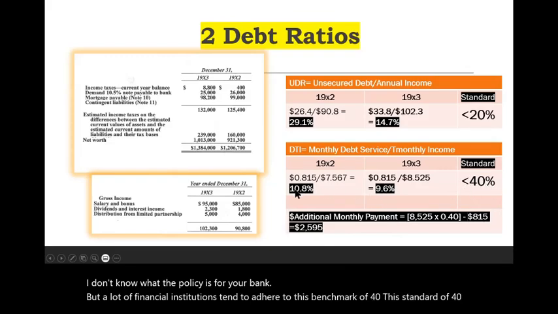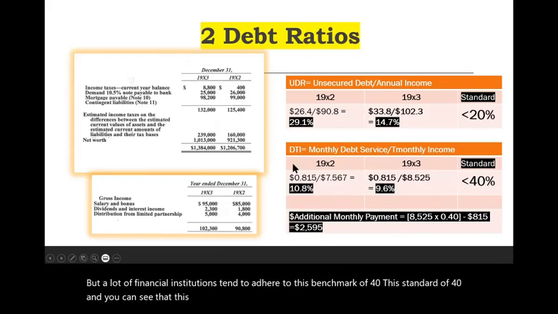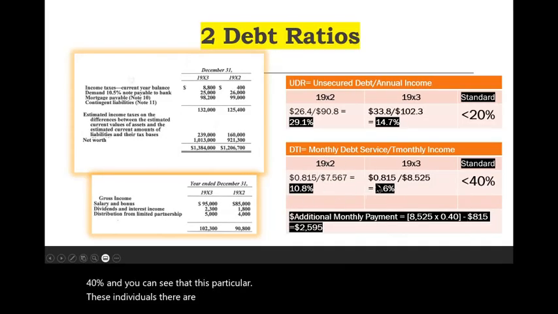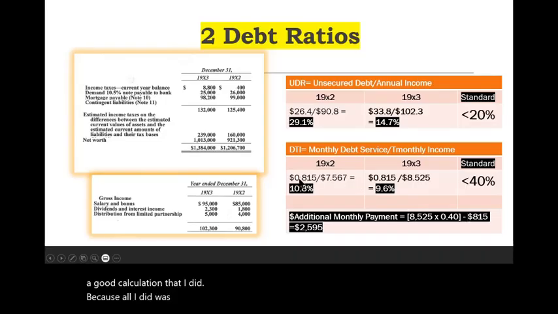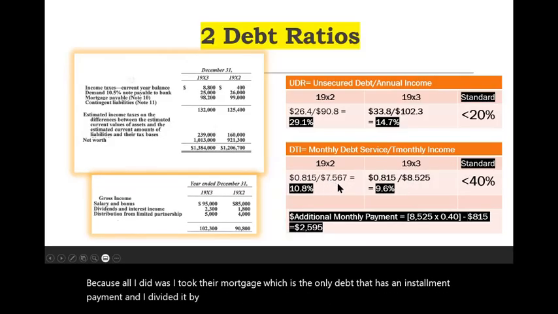And you can see that this particular, these individuals, their debt to income ratio is very low. Now, I will tell you that I think that this is just not a good calculation that I did, because all I did was I took their mortgage, which is the only debt that has an installment payment, and I divided it by their annual income. I took their total income, divided it by 12, and this is the monthly income.